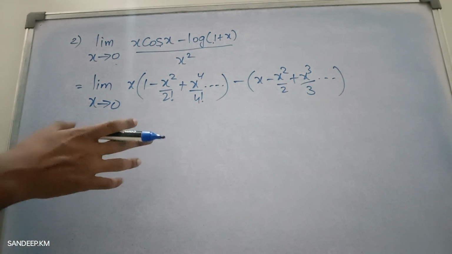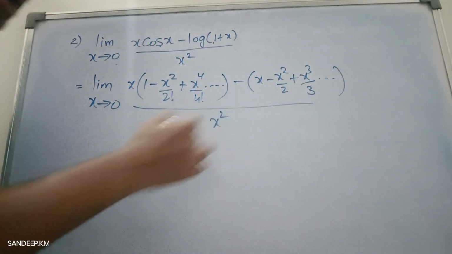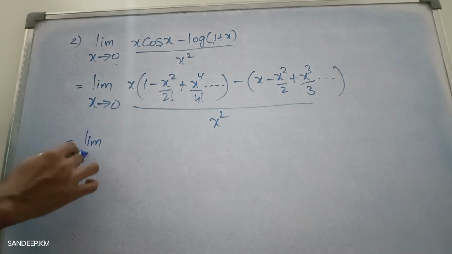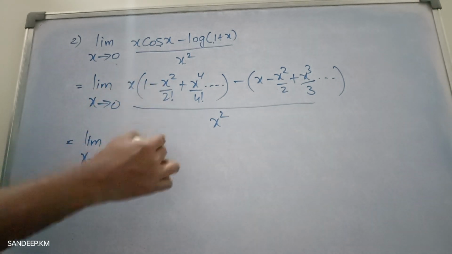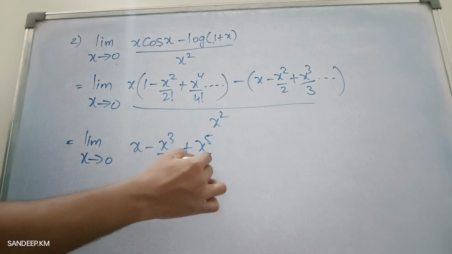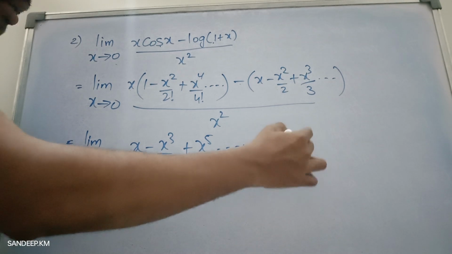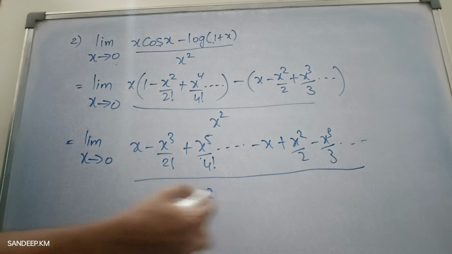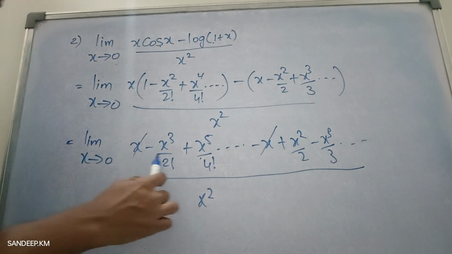When you are starting these questions, remembering expansions might be difficult, but as you keep practicing, you will remember it. Now dear students, if you expand, what happens? Limit x approaches 0, x is multiplied with all the terms. x into 1 is x, minus x into x square, x cube by 2 factorial, plus x into x power 4, x power 5 by 4 factorial and so on. Minus into x is minus x plus x square by 2 minus x cube by 3 and so on, whole divided by x square. What gets cancelled? Plus x and minus x gets cancelled. Next, dear students, what is the least power of x in the numerator?